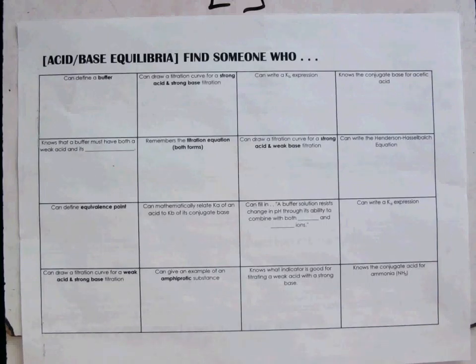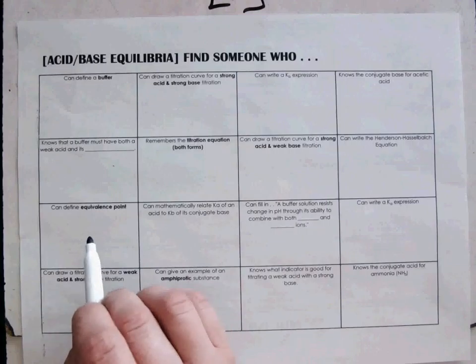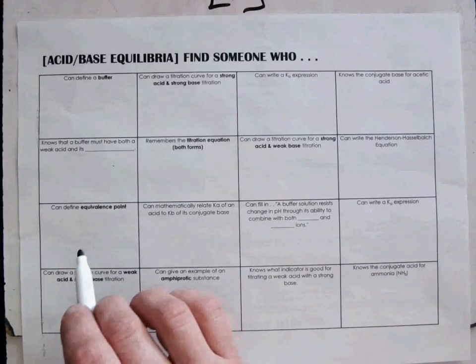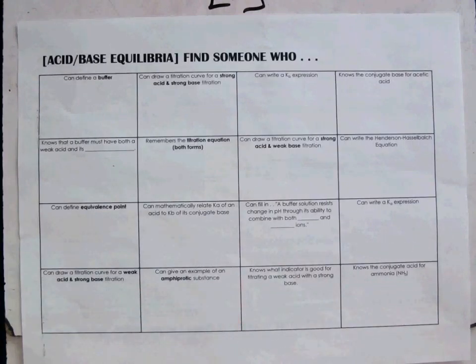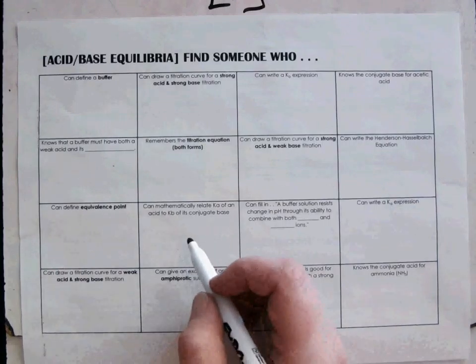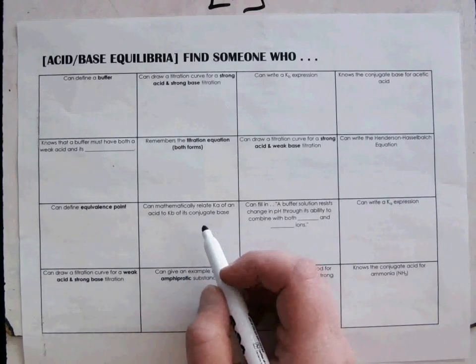The equivalence point is the place where all of the acid or base has been fully neutralized. It's also good to know the half equivalence point. The half equivalence point is where your molarity of weak acid equals your molarity of conjugate base, or vice versa.